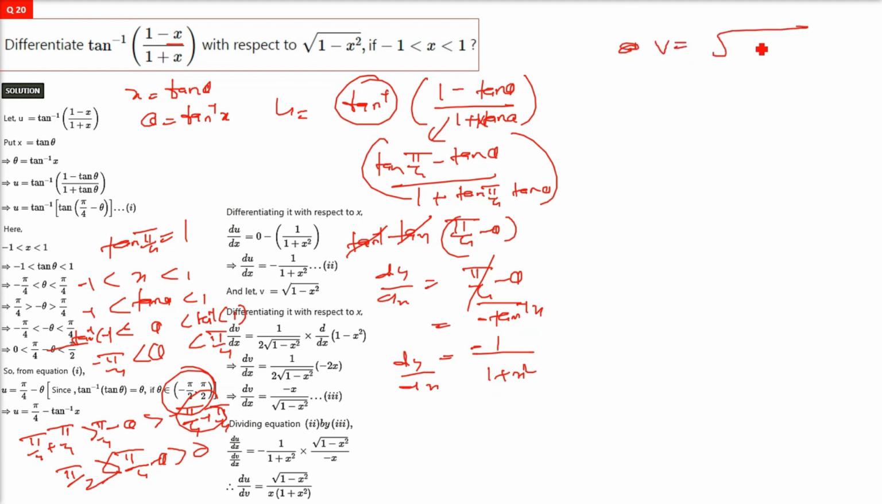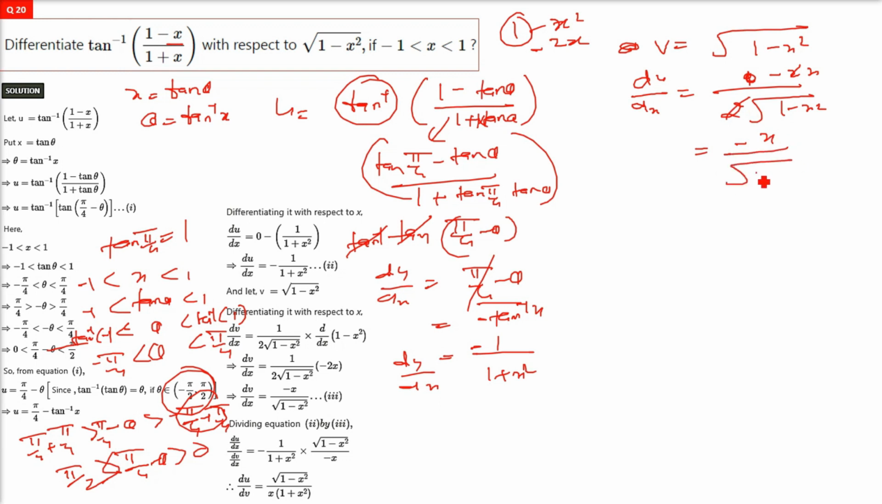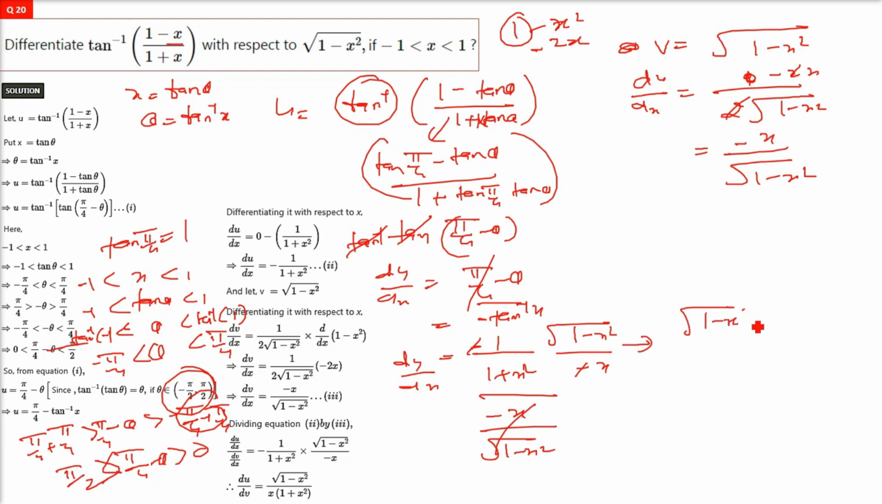So v is under root 1 minus x square. dv by dx is what? 1 by twice of under root 1 minus x square, times the derivative of 1 minus x square, which is 0 minus 2x. So we write minus 2x. 2 gets cancelled. Minus x by under root 1 minus x square. Okay, just keep it here, minus x divided by under root 1 minus x square. So there is no cancellation possible. Only the negative will cancel, minus minus will cancel. Rest thing will remain same. Okay, that is final, it will be under root 1 minus x square divided by x into 1 plus x square. This is going to be your final result.